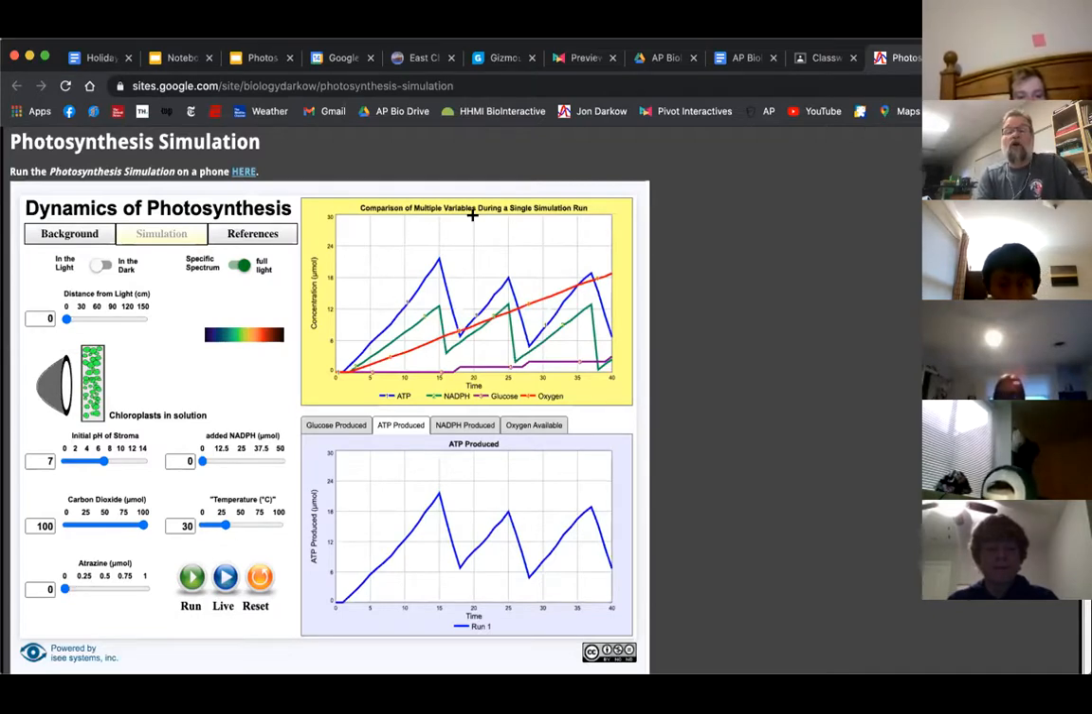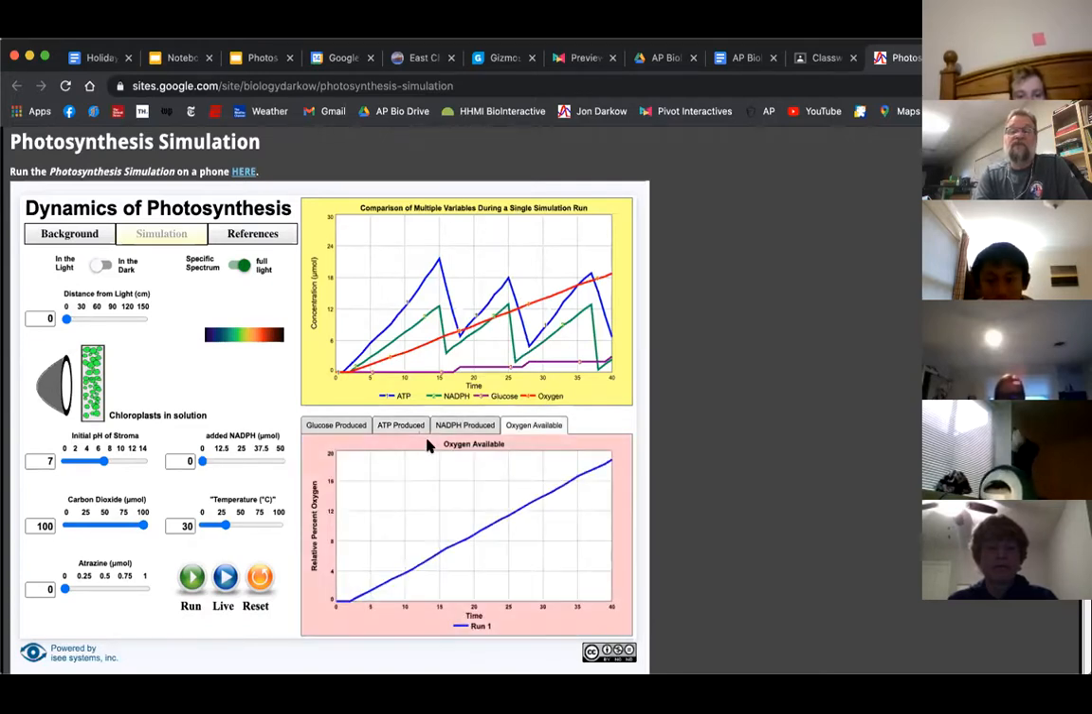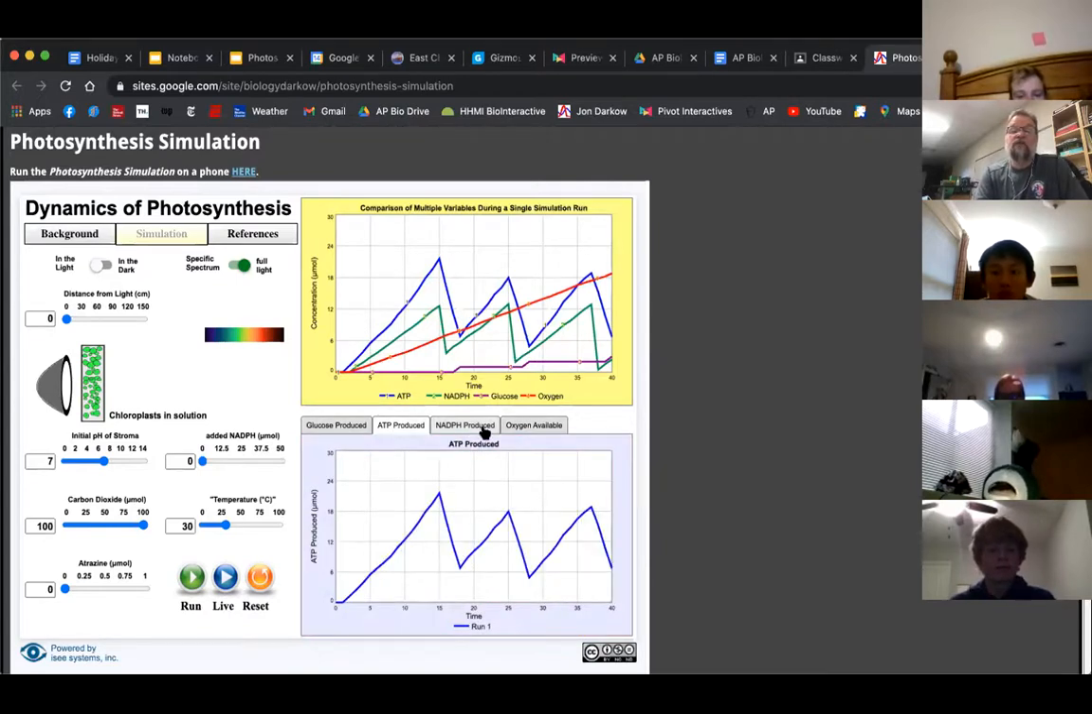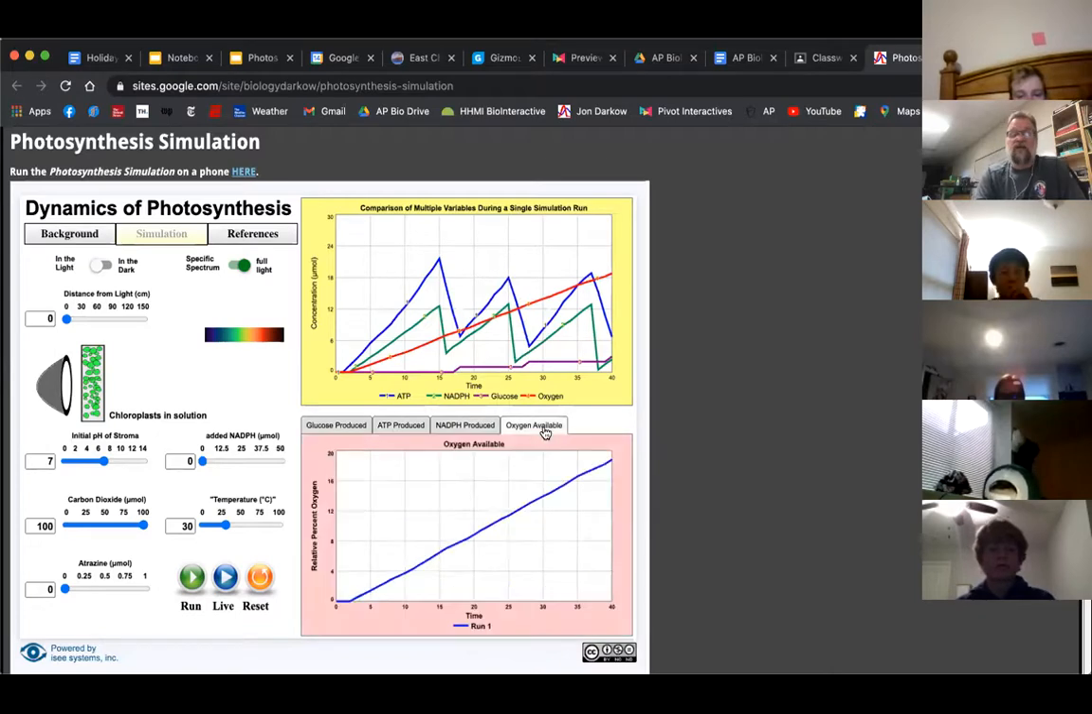So up here, you're looking at all 4 variables. You can see the code, the legend right here for all 4 variables. Down here, there's tabs. You can look at one variable at a time. So here you can focus on one variable at a time. Glucose, ATP produced, NADPH produced, and oxygen available. So those are the 4 parameters you can measure using this simulation, right? This one requires a little bit more thinking in the process.